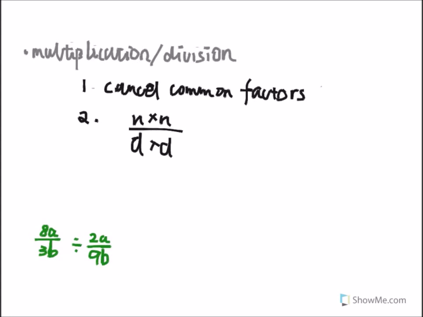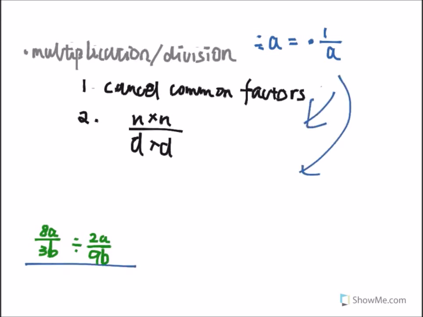Okay, but when you're dividing, there's one more extra step that you need to do. You know that dividing by something equals multiplying by its reverse. So when you're dividing, you can just turn around the fraction that's going to be divided by and look at it as if it's a multiplication and continue with the steps. So for example, we look at this one, 8a over 3b divided by 2a over 9b.